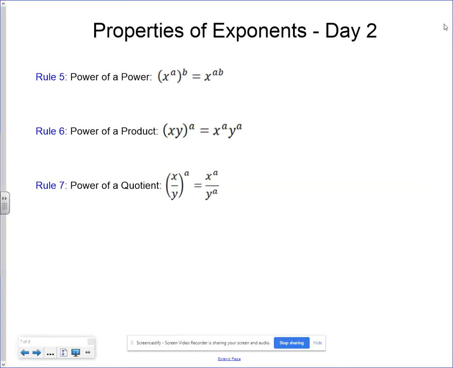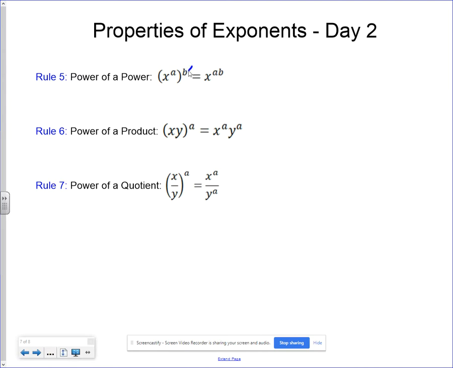Welcome back. Today we're going to take a look at some more properties of exponents. We're going to be learning three new rules, but basically these three rules are the same rule. Rule 5 says a power of a power. If you take a power and raise it to another power, you multiply the exponents. It's kind of like the Schroeder property of exponents.